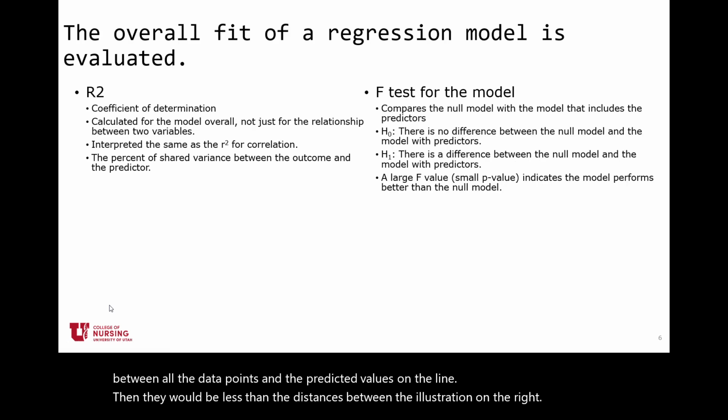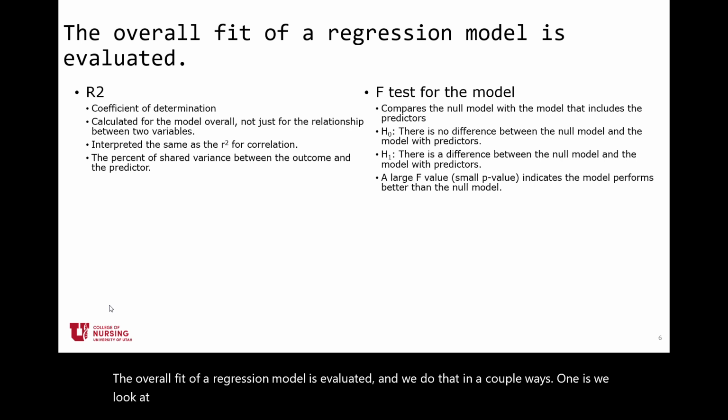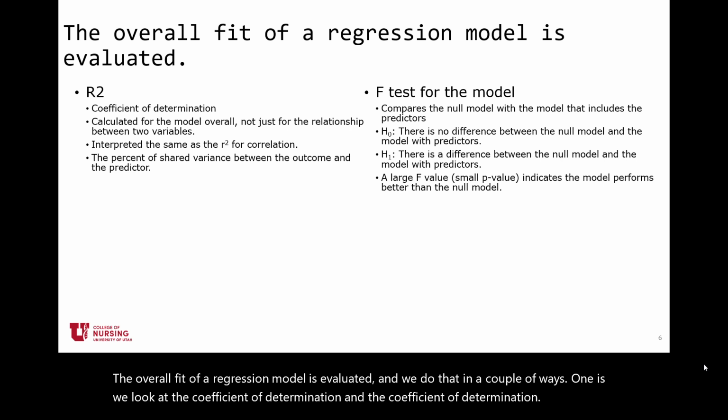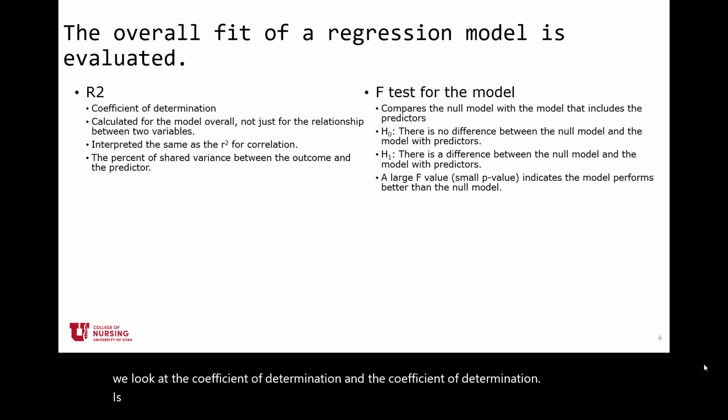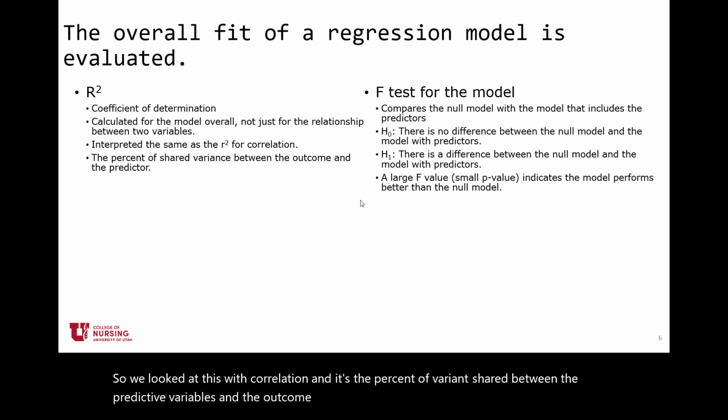The overall fit of a regression model is evaluated, and we do that in a couple ways. One is we look at the coefficient of determination, and the coefficient of determination is called big R squared, and previously we looked at that with, I'm going to fix this, squared. Let's make that a superscript. So we looked at this with correlation, and it's the percent of variance shared between the predictor variables and the outcome variable.